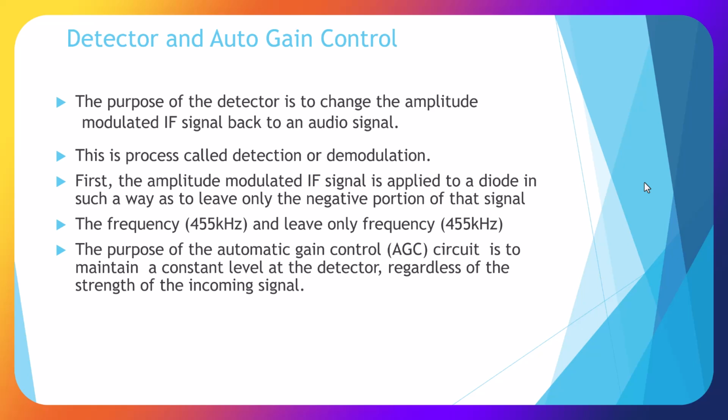Detector and automatic gain control. The purpose of the detector is to change the amplitude modulated IF signal back to an audio signal. This process is called detection or demodulation. First, the amplitude modulated IF signal is applied to the diode in such a way as to leave only the negative portion of the signal. The tuned circuit has a frequency of 455 kilohertz, and is designed only to leave that frequency. The purpose of the automatic gain control circuit is to maintain a constant level at the detector regardless of the strength of the incoming signal.